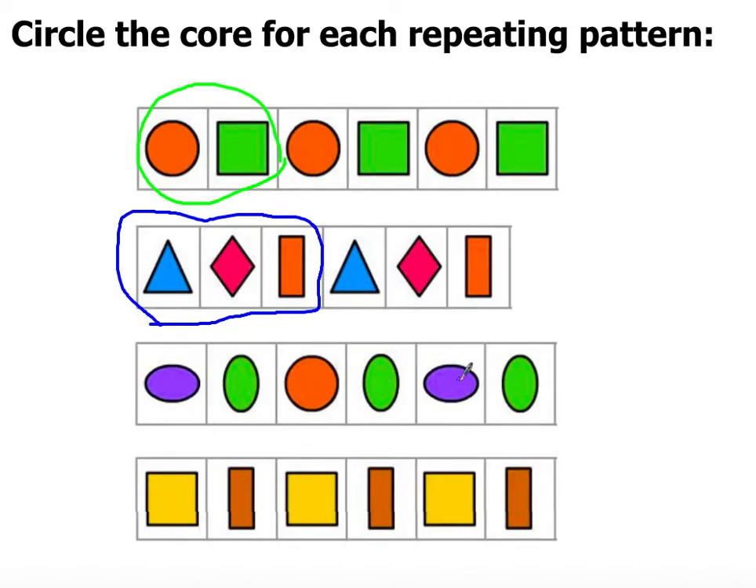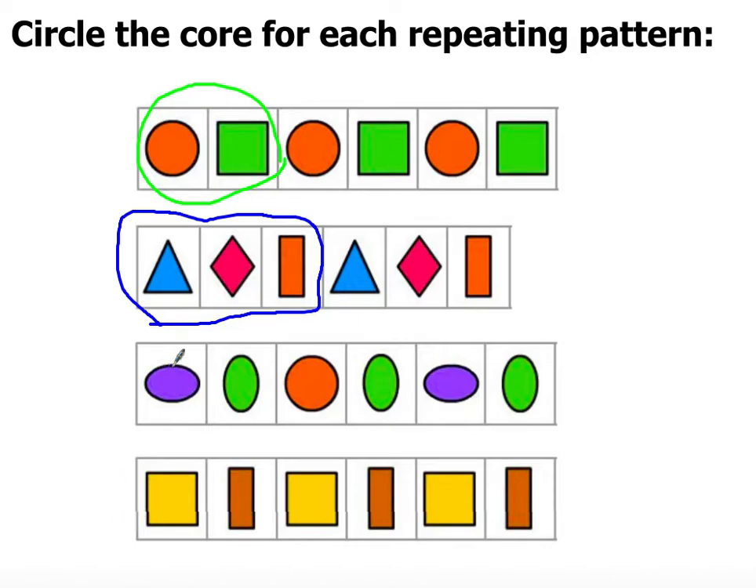All right, excellent job. Third, we have purple oval, green oval, orange circle, green oval, purple oval, green oval. This repeating pattern is a little gnarly. He's a little tricky. I'm just gonna help you guys out here because this is a bit difficult.